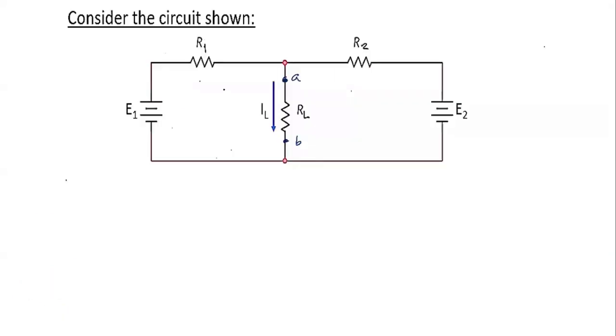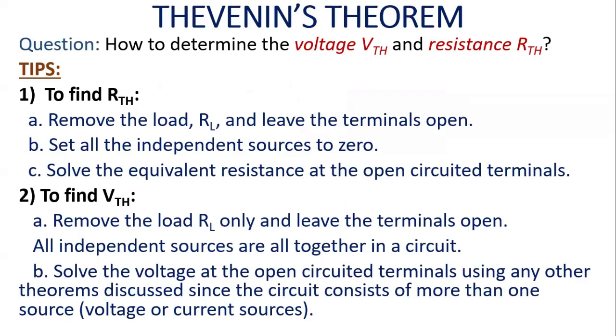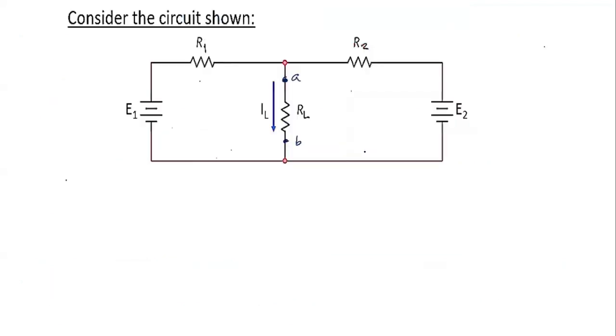Let's consider this circuit shown. We need to convert this circuit into a simple series circuit that contains the VTH and RTH, or the Thevenin equivalent circuit. Let's recall how to determine the RTH. First, we have to remove the RL and leave the terminals open, and set all the independent sources to 0.